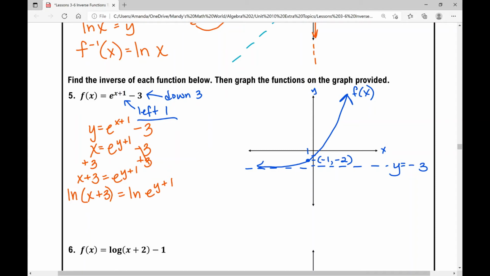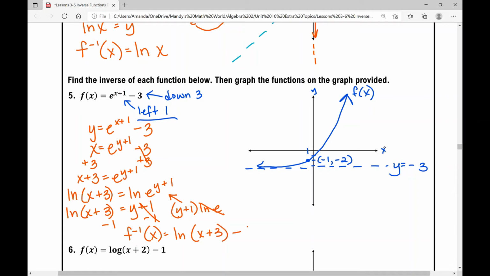So again, I know my properties of logarithms, I can rewrite this right here as y plus 1 times the natural log of e. And the natural log of e is 1. Y plus 1 times 1 is just y plus 1. So the natural log of x plus 3 equals y plus 1. So to get y all by itself, I'm just going to subtract 1 from both sides, and I'm going to rewrite this in function notation. F inverse of x equals the natural log of x plus 3 minus 1.